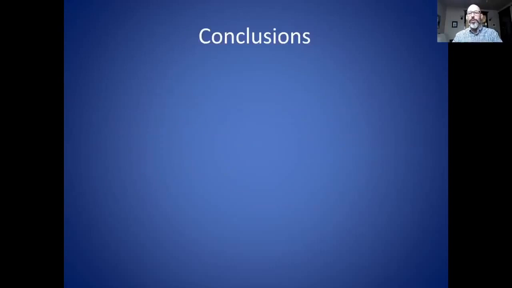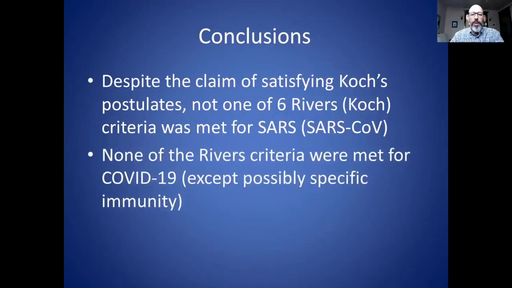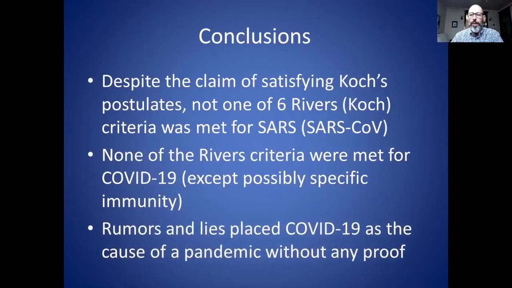So I'd like to conclude from everything I talked about that, one, despite the claim of satisfying Koch's postulates, not one of the 6 Rivers criteria was met for SARS. Not one. That's in 2003. None of the Rivers criteria were met for COVID-19, except possibly specific immunity, the least important of the 6 criteria. And rumors and lies placed COVID-19 as the cause of a pandemic with no proof whatsoever.